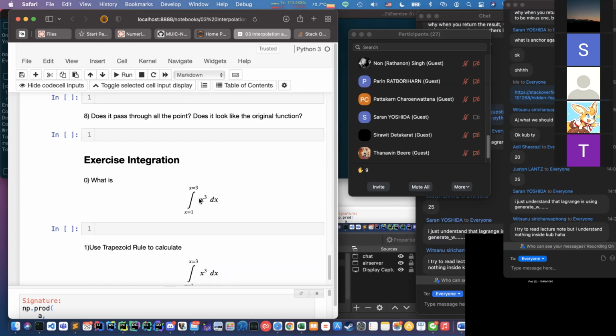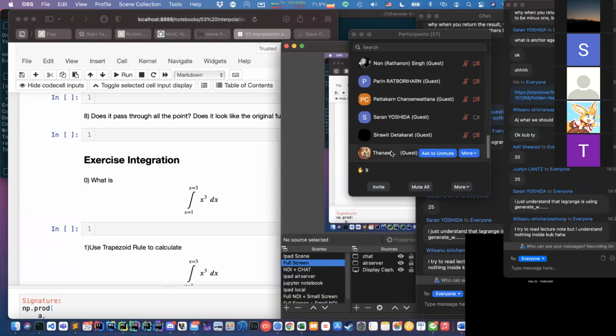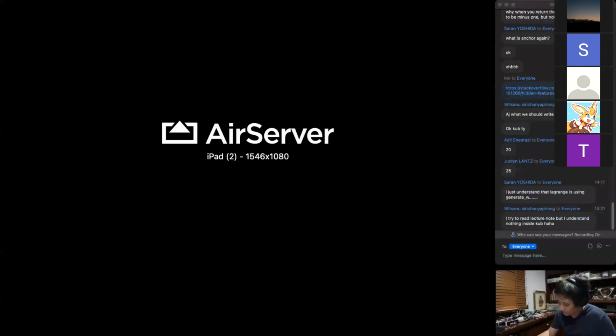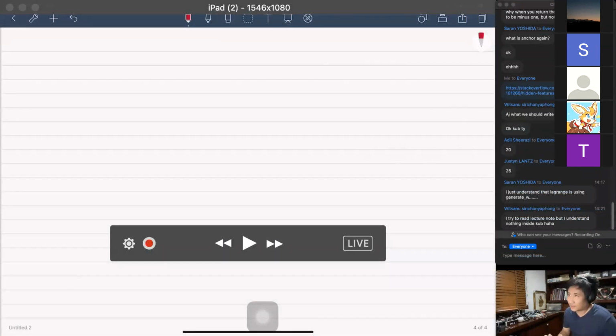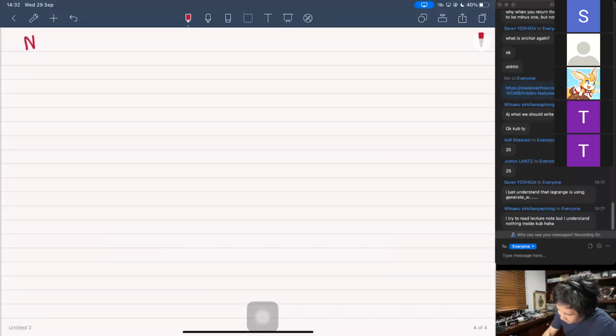Okay, so the next thing that I want to teach you today is how to teach the computer to do integration. Okay, last time, let me switch back to my thing. Okay, so let's learn how to get the computer to do numerical integration.